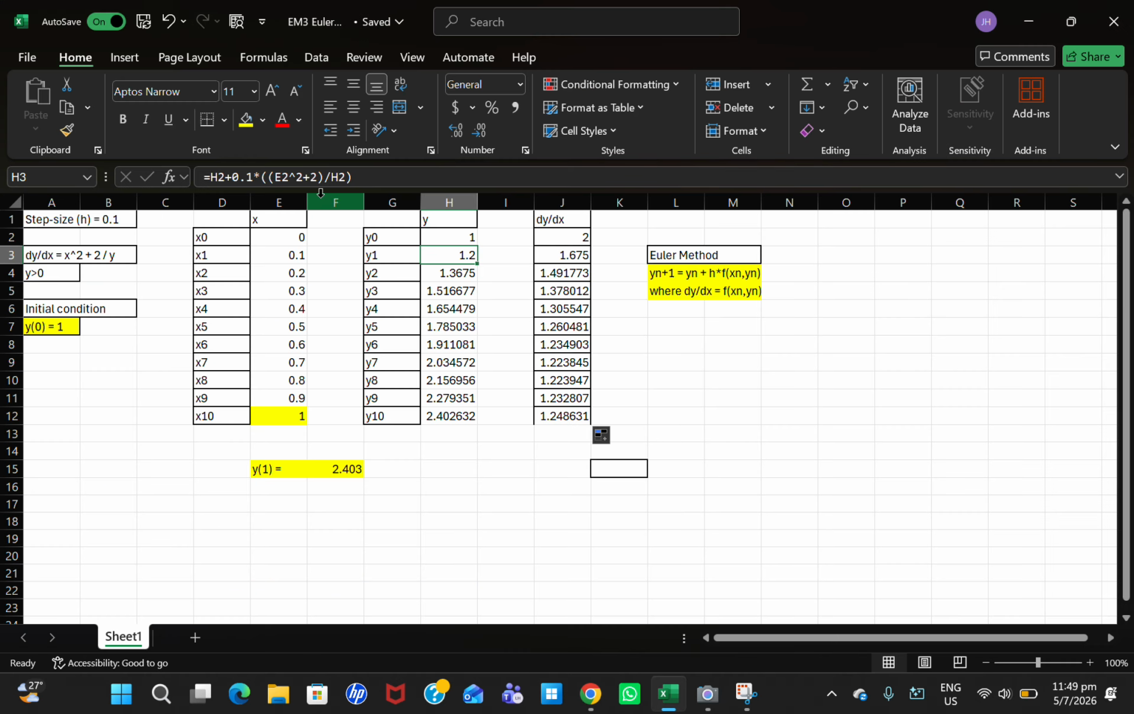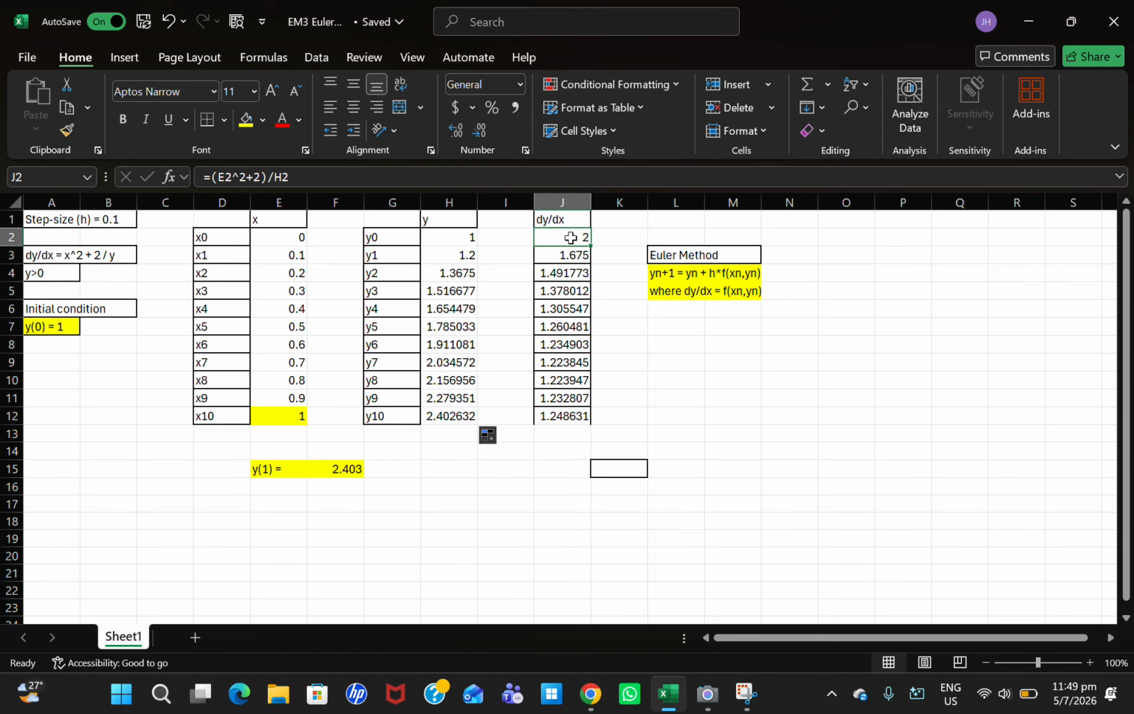So as you can see, to find my y value, I use the previous y value, and then I plus 0.1, which is my step size, times the dy/dx, which is the previous x value squared, plus 2, divided by the previous y value. And then after I find it, I just drag it down like this, and then it gives me the other values as well in the column.